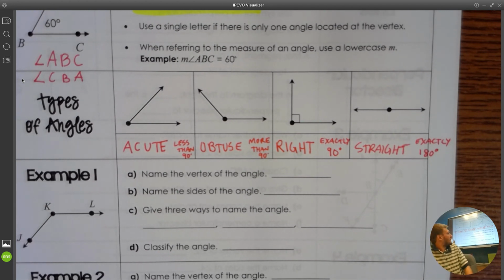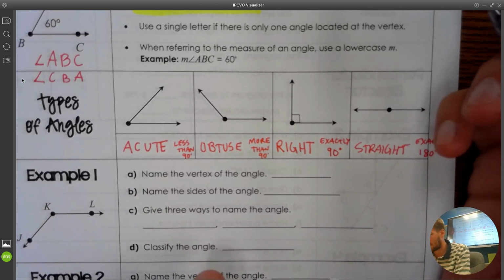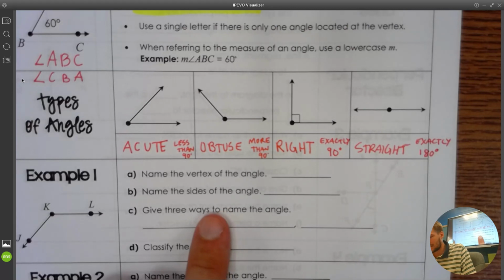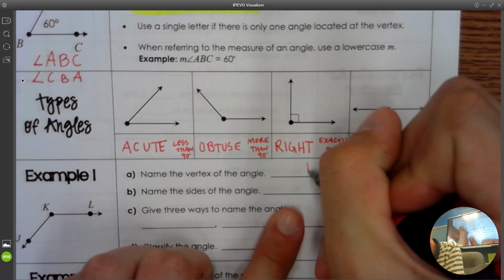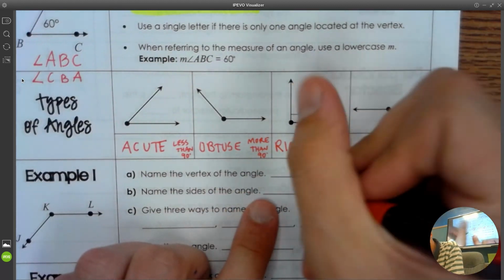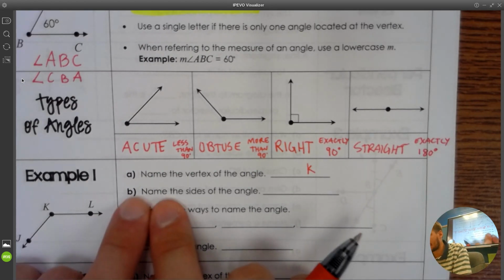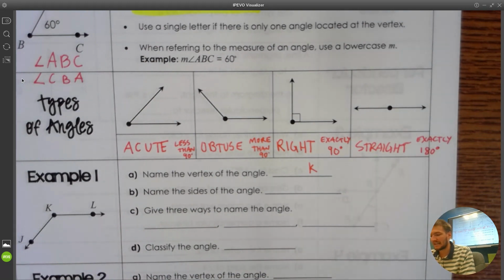Okay, so let's do an actual example, because so far it's been kind of boring, just doing some vocab. The example: name the vertex of the angle. What do you guys got? K. If you want to be super fancy, you can call it point K, but I think K is good enough. Name the sides of the angle. Again, not super rocket science.